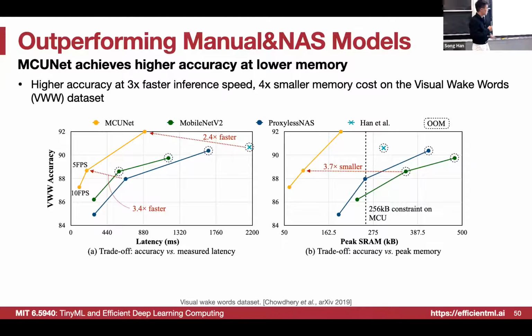Using this approach, this is the latency versus accuracy trade-off. We can push the frontier 2.4 times faster than our 2019 result. This is 2020's result. And the peak SRAM usage versus accuracy is also about 3.7 times smaller compared with MobileML, given the same accuracy horizontally. And this is the 256 kilobyte constraint on a microcontroller. So the scale curve is clearly within that threshold.